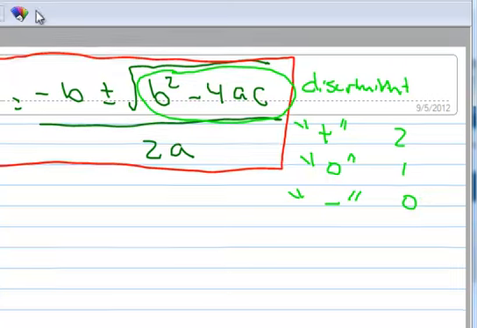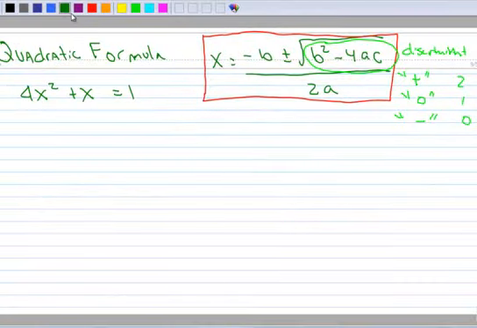Alright, so let's go ahead and solve this using the quadratic formula. First thing we have to do is get all of our things on one side. So we're going to subtract 1. So now I've got 4x squared plus x minus 1 equals 0. And we have to identify the a, the b, and the c in order to use the quadratic formula.